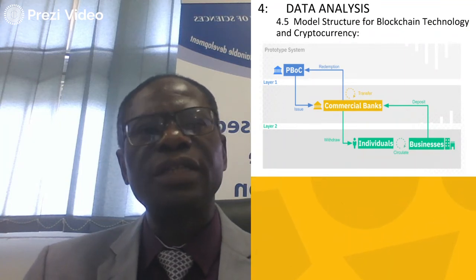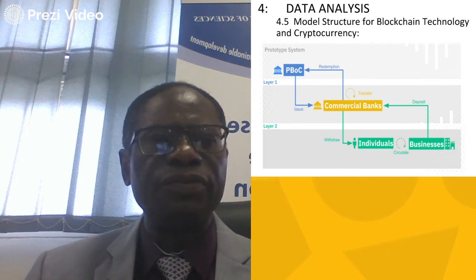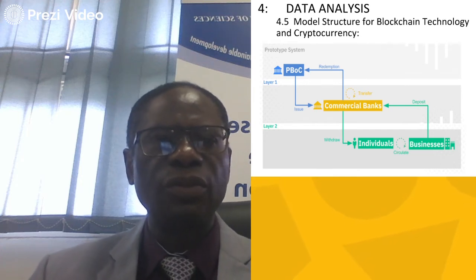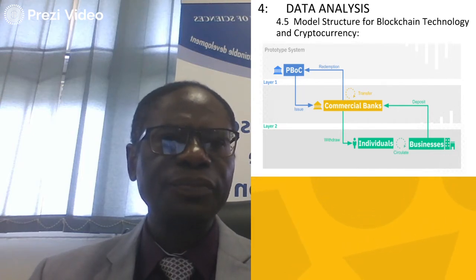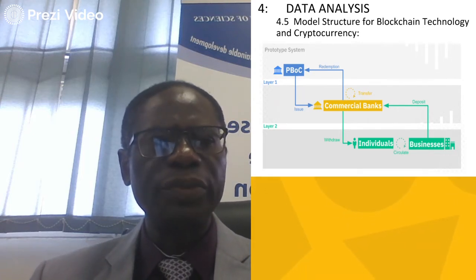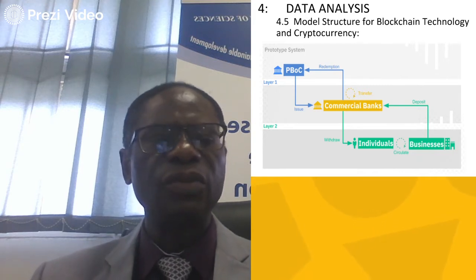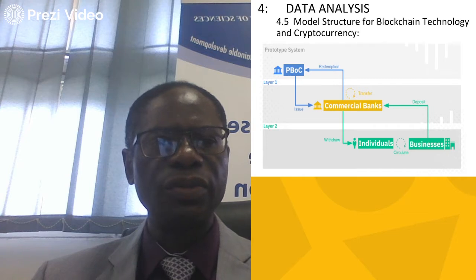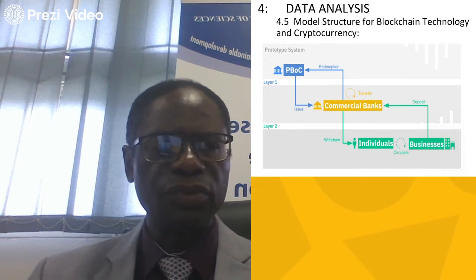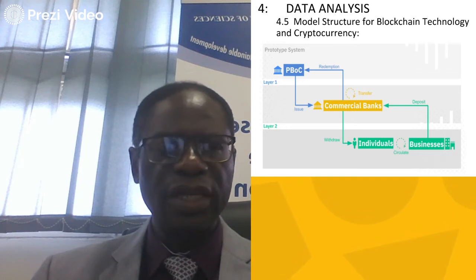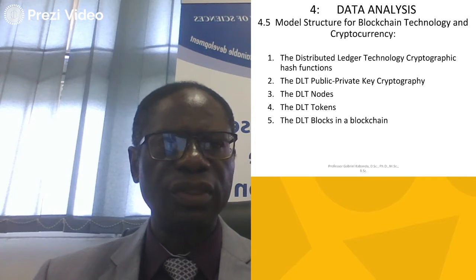The model structure for the blockchain technology that we ought to have developed was developed based on an approach that deals with two major layers, where we focus on the commercial banks at their level, and then we also look at the next layer, which focuses on the users, whether they are individuals or businesses. So we have to separate the two, and those are the two layers one looks at as we develop the blockchain technology model.